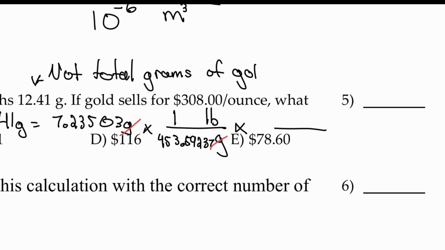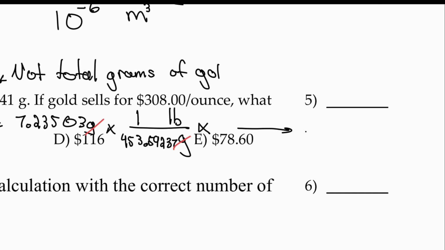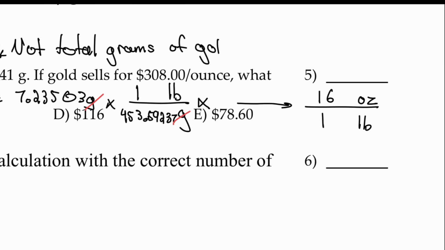I am going over the answers. You know what? Let me stretch it all the way over here. So we need pounds on the bottom to cross them out, and something on the top. Let's look back to that conversion factor table. We see 1 pound is equal to 16 ounces. So ounces.